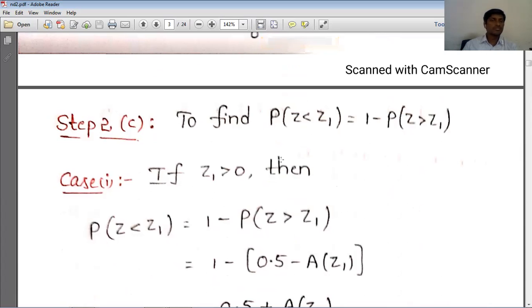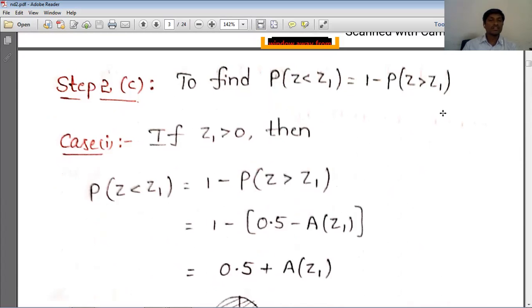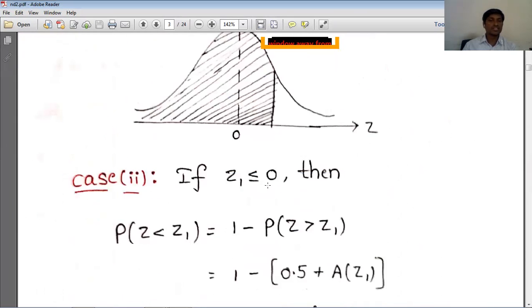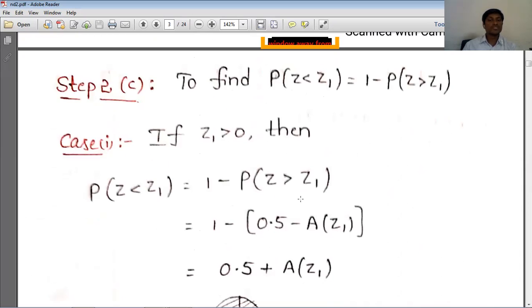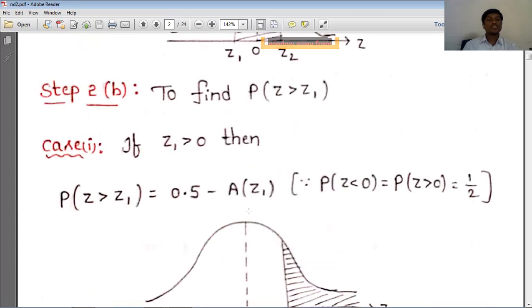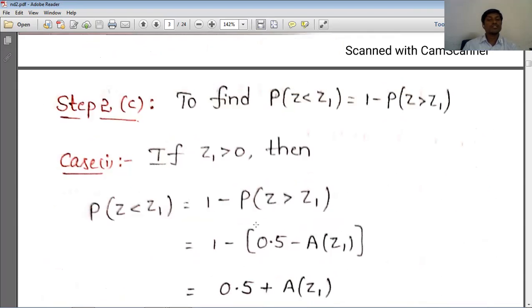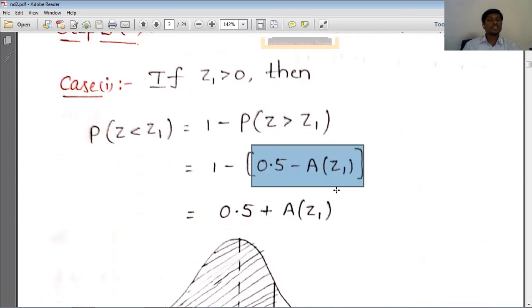Step 2 A, B, C, and we are taking. So in that C, if it is P of z less than z1, then we can write, we already know that the total probability is 1. So by using that, 1 minus P of z greater than z1. In that case also we may get greater than 0 in one case and less than 0 in another case. So 1 minus P of z greater than z1. If z1 is greater than 0, this is 0.5 minus area of z1. So that one here we substitute, 0.5 minus area of z1 we substituted.